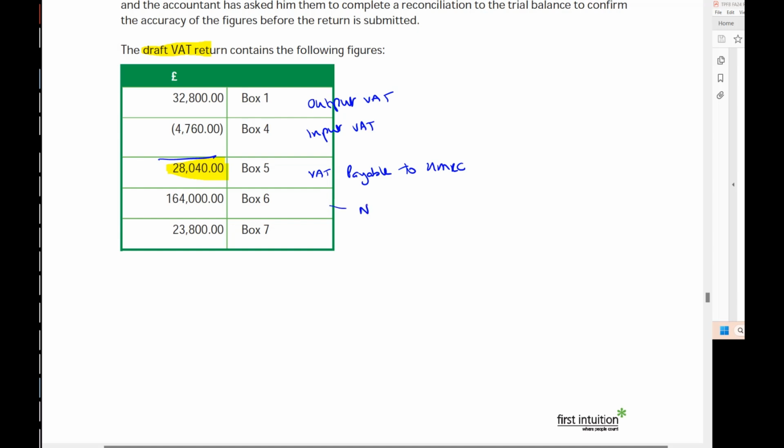Down here, we then have what we call net outputs. So that's our sales without the VAT included, and then our net inputs. So purchases and expenses without the VAT included. And I think before we can really answer this question, it is a great opportunity for us to actually revise the different boxes of the VAT return. So let's see what actually agrees with our T account and what doesn't.